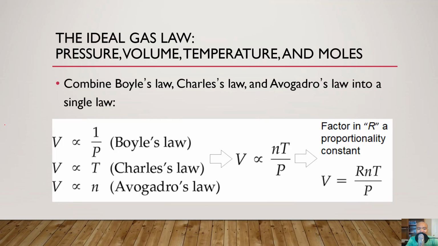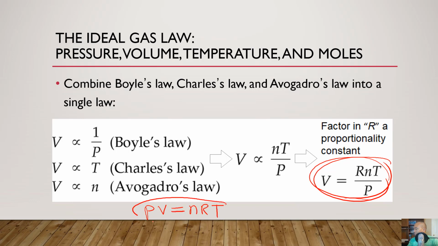Can we put them together? If we combine all these laws together, we actually have one law that is called the ideal gas law. When we rearrange this ideal gas law, it can be written as PV = nRT. So PV = nRT is the ideal gas law, which tells us the relationship between the four variables P, V, n, and T. The R is the ideal gas constant.